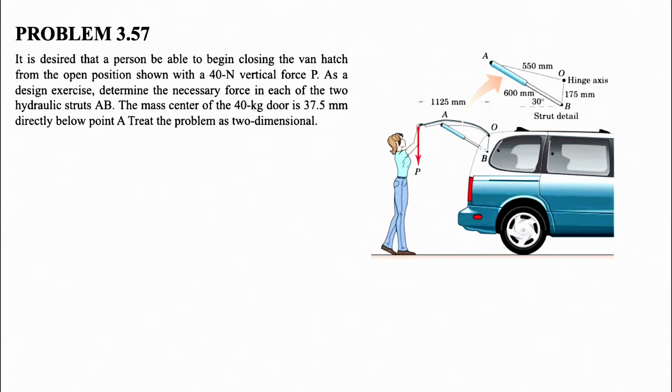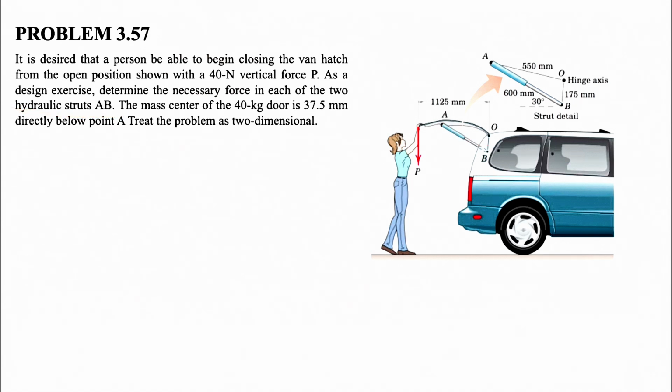Alright guys, welcome back. We're going to be solving another question from engineering mechanics, and we have question 57. It's desired that the person be able to begin closing the van hatch from the open position, as we can see, and she's going to put a 40 Newton force P on the end of the hatch, and we need to determine the necessary force in each of the two hydraulic struts AB.